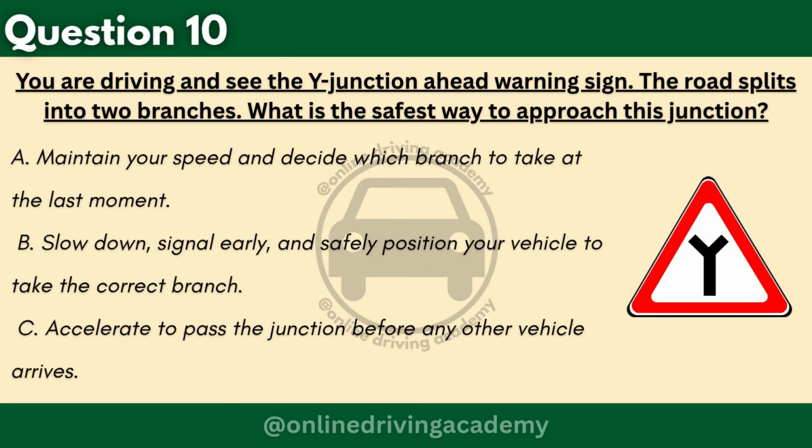Question 10. You are driving and see the Y-junction ahead warning sign. The road splits into two branches. What is the safest way to approach this junction? Now obviously you need to start deciding early where you want to go, right? And you then need to position your vehicle with that direction in mind. So that means that you cannot accelerate, and that means that you cannot maintain your speed. You will need to slow down, you will need to signal early, and you need to safely position your vehicle to take the correct branch. Therefore, option B would be the correct answer.